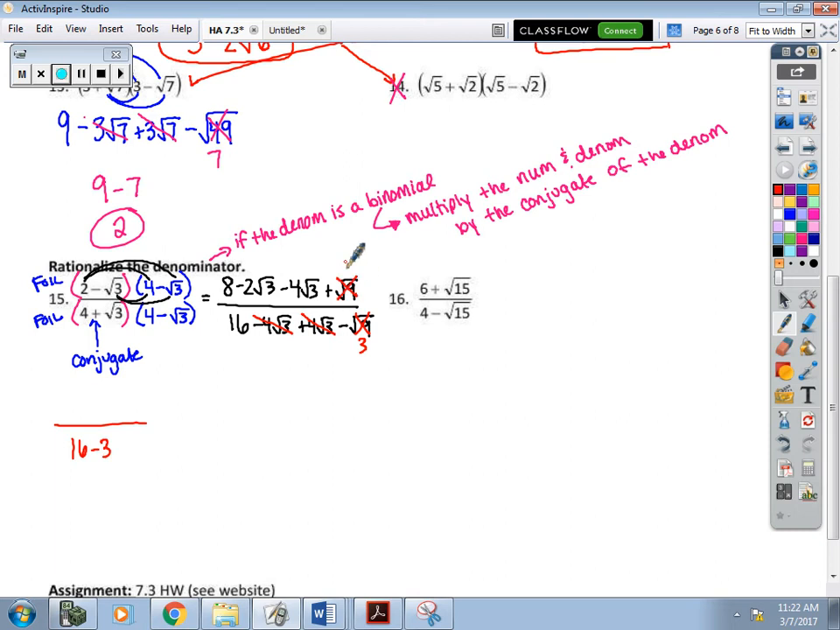Now in the numerator, I do have to do a little bit of work as well. The square root of 9 up here is 3, but we're adding 8 plus 3 is 11. And then we have combining like radicals, negative 2 minus 4 would be minus 6 square root of 3. So my final answer should be 11 minus 6 square root of 3 all over 13.